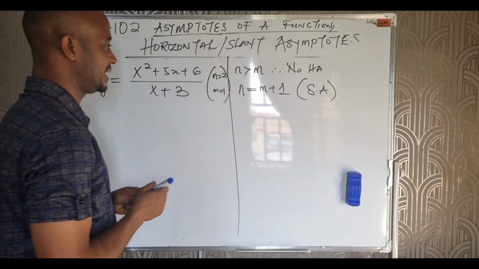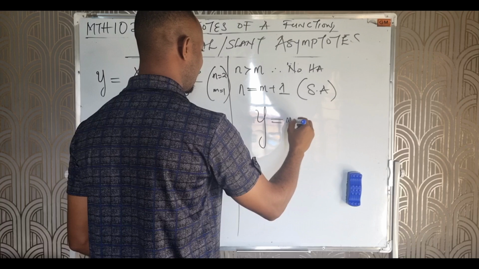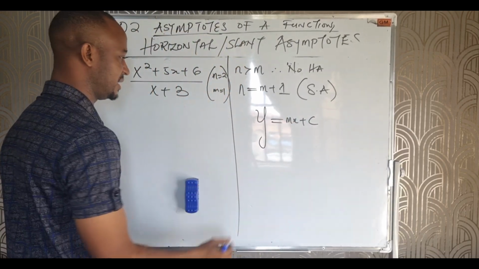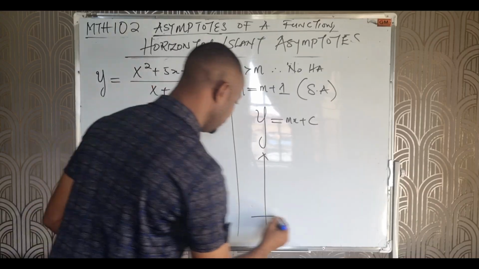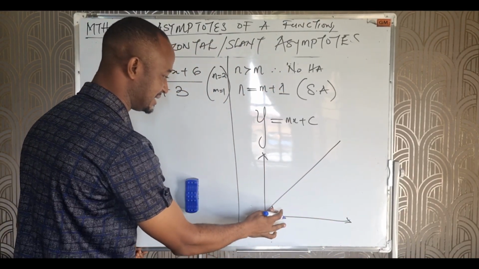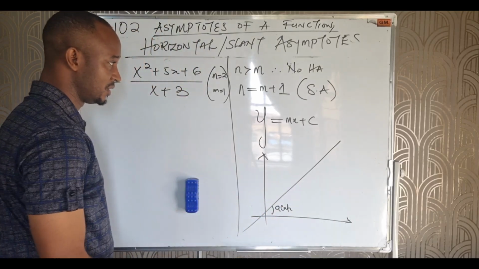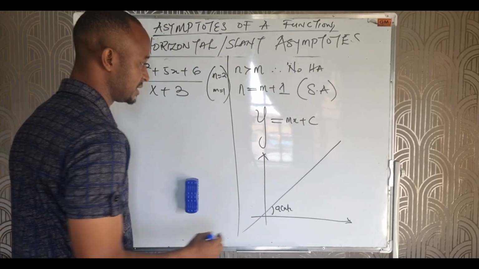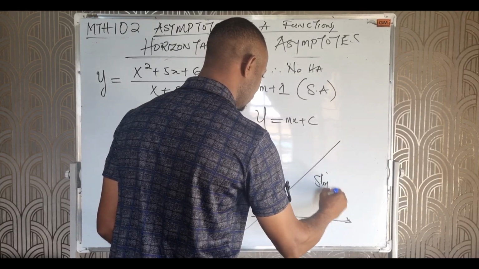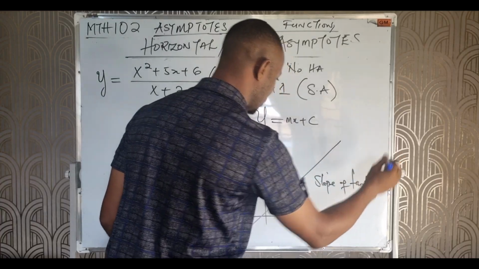Well, don't forget that a slant asymptote has a general form of y equals mx plus c. Okay, the general form is this, meaning a straight line graph that meets the x-axis at an angle less than 90 degrees, forming an acute angle, right? Or we can say that a slant asymptote has a slope of tan theta.